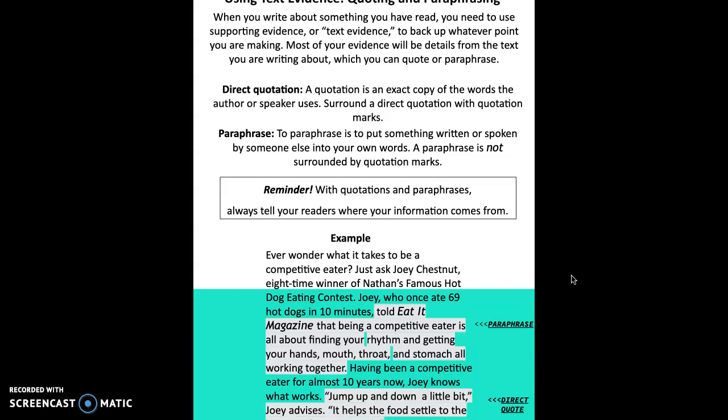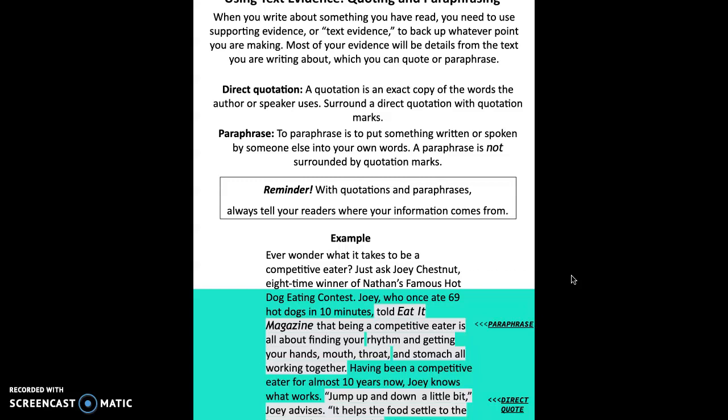Just ask Joey Chestnut, 8-time winner of Nathan's famous hot dog eating contest. Joey, who once ate 69 hot dogs in 10 minutes, told Eat It magazine that being a competitive eater is all about finding your rhythm and getting your hands, mouth, throat, and stomach all working together. Having been a competitive eater for almost 10 years now, Joey knows what works.